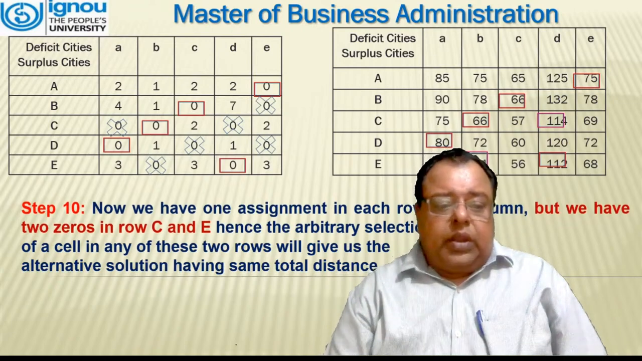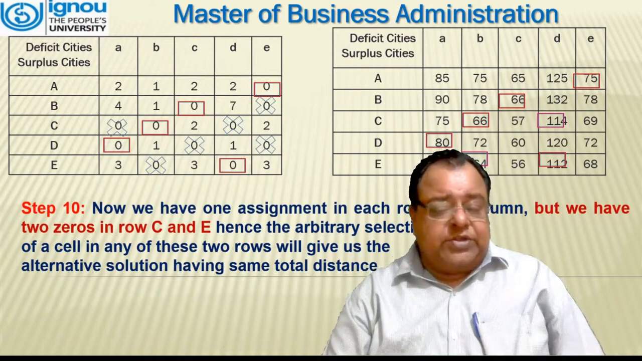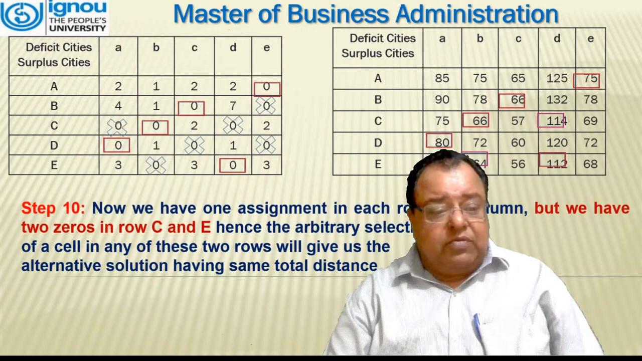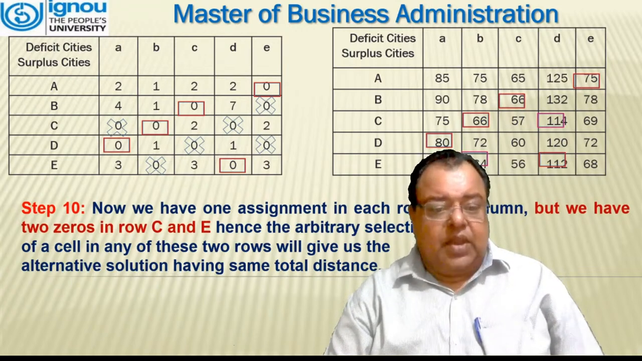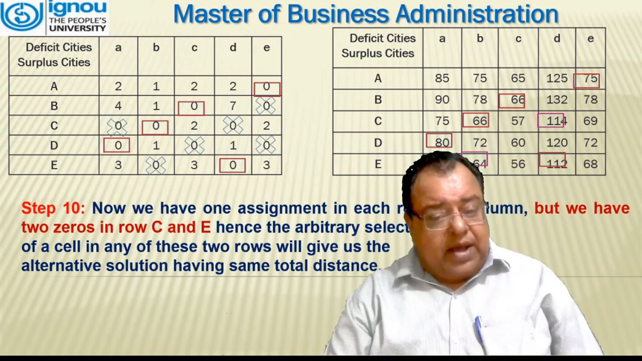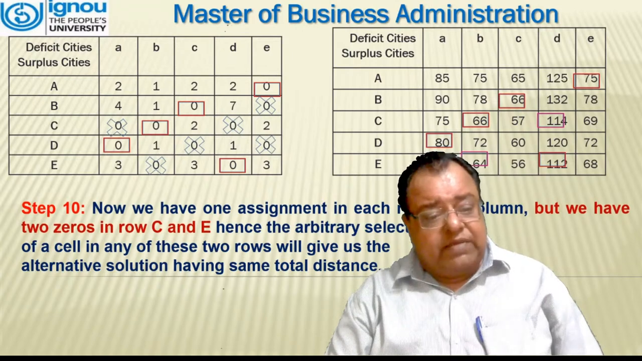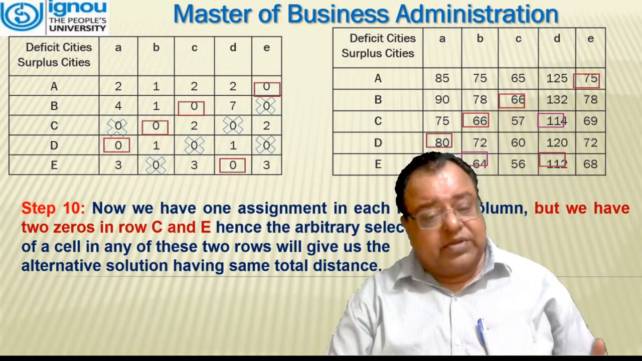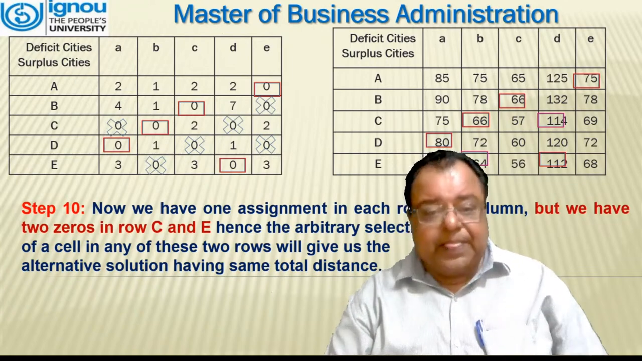Now, we have one assignment in each row and column, but we have 2 zeros in rows C and E. Hence, an arbitrary selection of a cell in either of these 2 rows will give us the alternative solution having the same total distance.